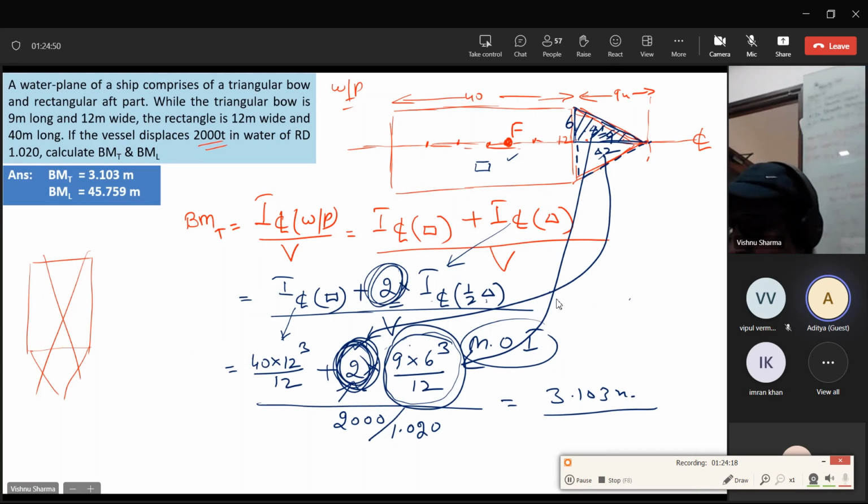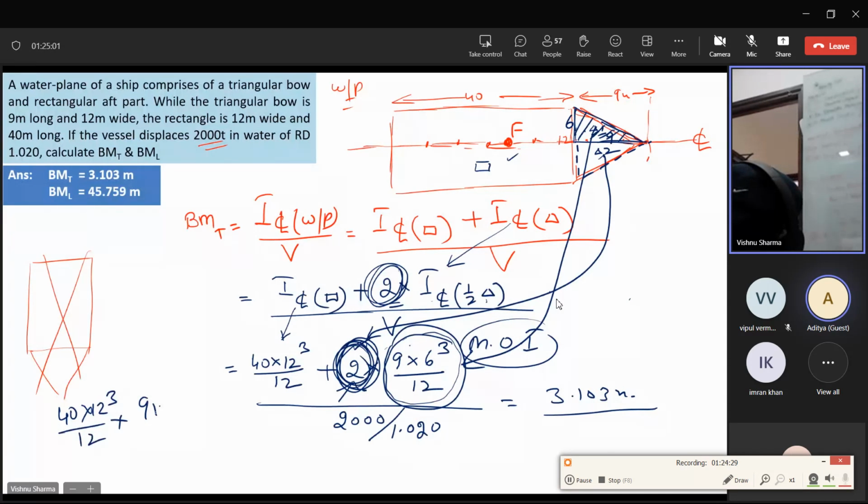Not getting? Okay, sir, I got it. No. Okay, what you do is like this: 40 into 12 cube upon 12 plus 9 into 6 cube upon 12 plus 9 into 6 cube by 12. That's what you're saying, correct?